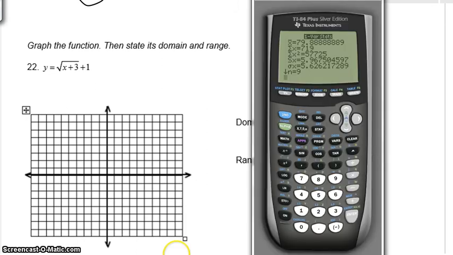Again, the calculator is going to come to our aid. We can type in the square root of x plus 3. Make sure you hit the right arrow to move out of the radical, and then you hit plus 1. If you don't move out, obviously that's going to get you the wrong graph, the wrong everything, and that's one of the biggest mistakes. You have to be very, very careful about that.